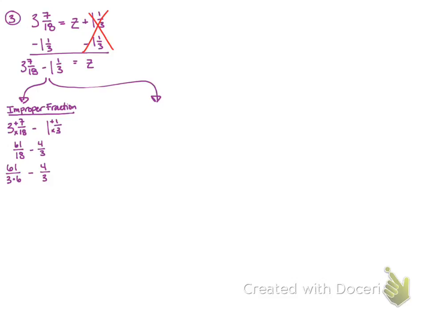18 is the same as 3 times 6, so we need to multiply that 4/3 times 6 on top and the bottom to get 61 over 18 minus 24 over 18. We're going to subtract. We're going to get 37 over 18. Well, 18 goes into 37 two times. 2 times 18 is 36, which means it has a remainder of 1. So my whole number is 2, because I should probably put it back into a mixed number. And then 37 minus 36 is 1, so I'm going to have 2 and 1/18.